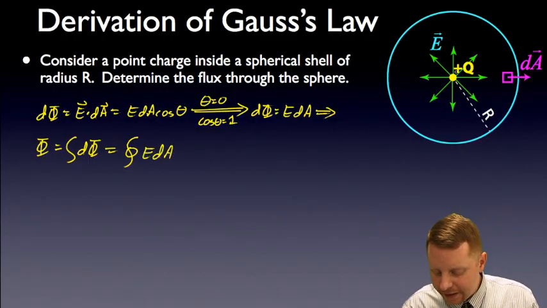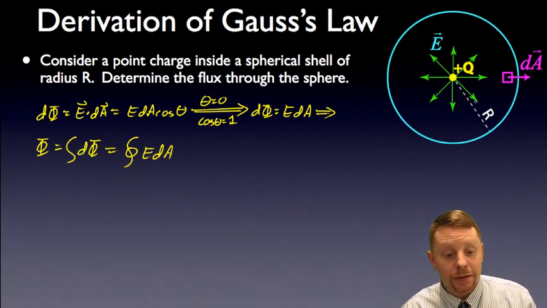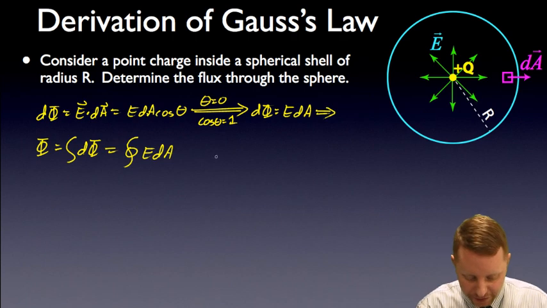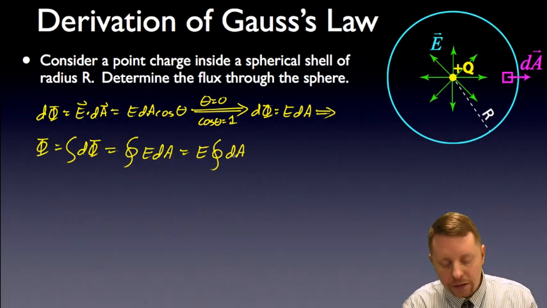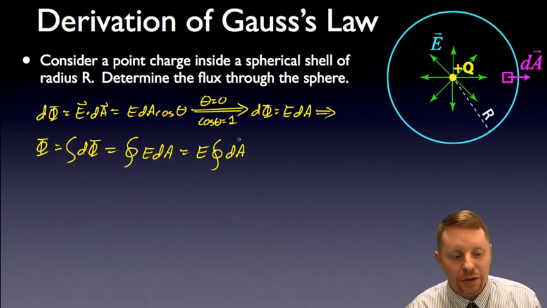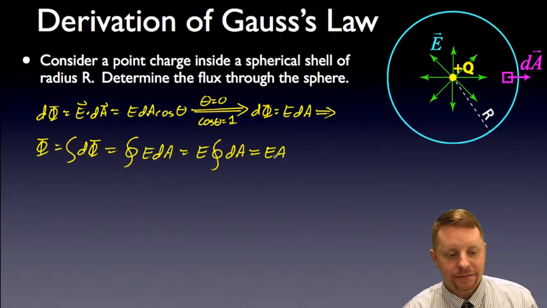But take a look. The electric field should be constant at all points on here. It doesn't vary over that area. We can pull that out of the integral sign. So that's equal to E integral over the closed surface of dA. And the integral over the closed surface, dA, is just going to be that total area. So that's equal to EA.